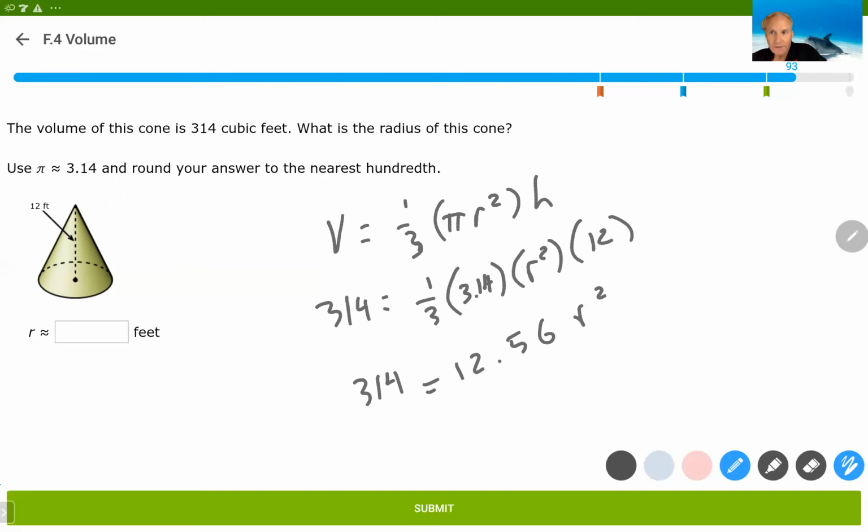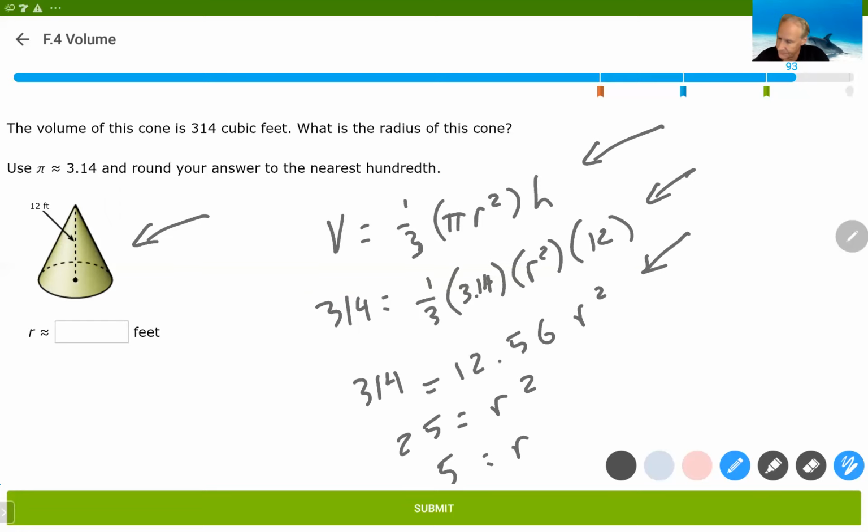Now, in this particular case, we have a couple of extra steps in order to, I'm going to show you what I did. So I have a diagram that's labeled, I have a formula. This is the formula for a cone or a right circular pyramid. I substituted inside parentheses. I simplified. And now I'm going to solve. I have to divide 314 by 12.56. And I got 25 is equal to r squared. So then I have to take the square root to find the possible radius, and the radius is 5 feet.